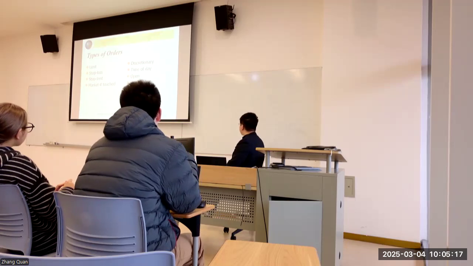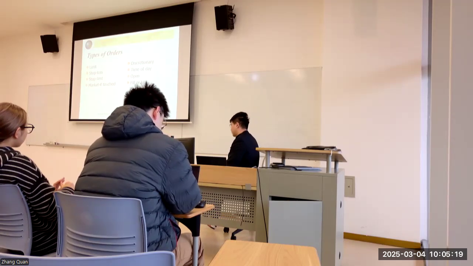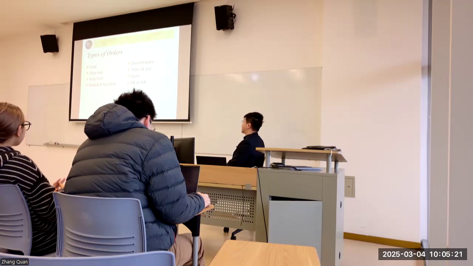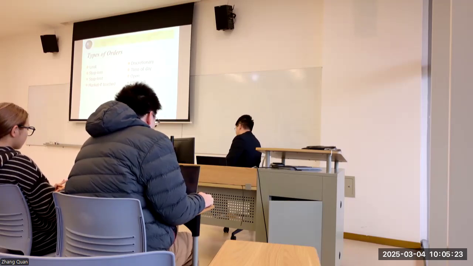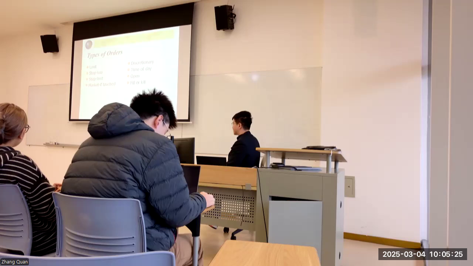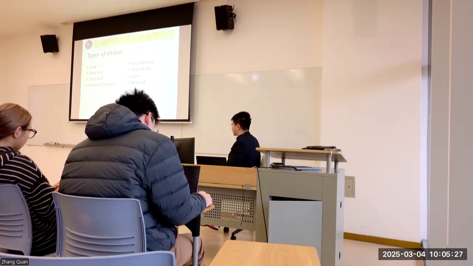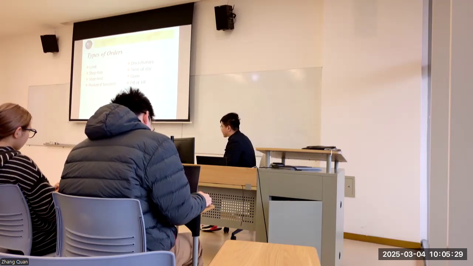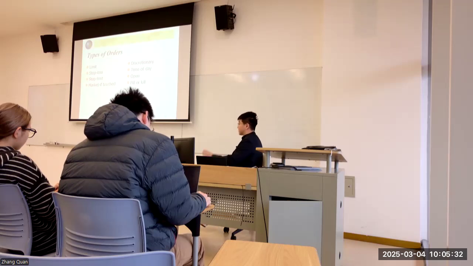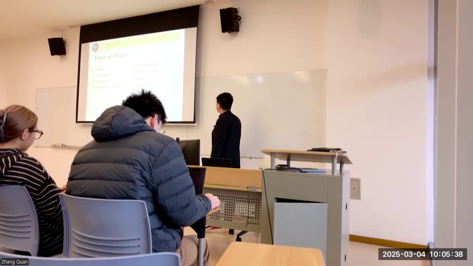Basically we have two major types of orders. The other types of orders are variations, adding more conditions, adding more covenants to the very basic two types of orders. So the two types of orders are market and limit.